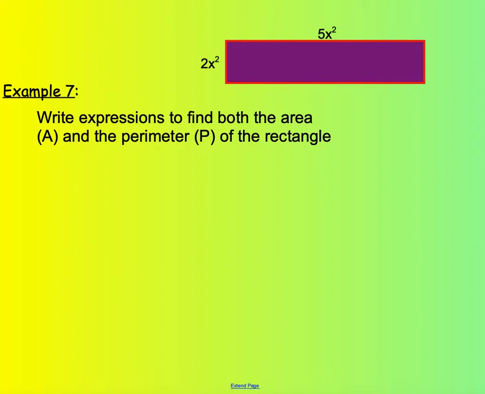So now this one here has to do with a rectangle. It says to write expressions for both the area A and the perimeter P of the rectangle. So remember what we said at the very beginning, to find the area of a rectangle, it's length times width, or base times height. And the perimeter, you add up all the sides.